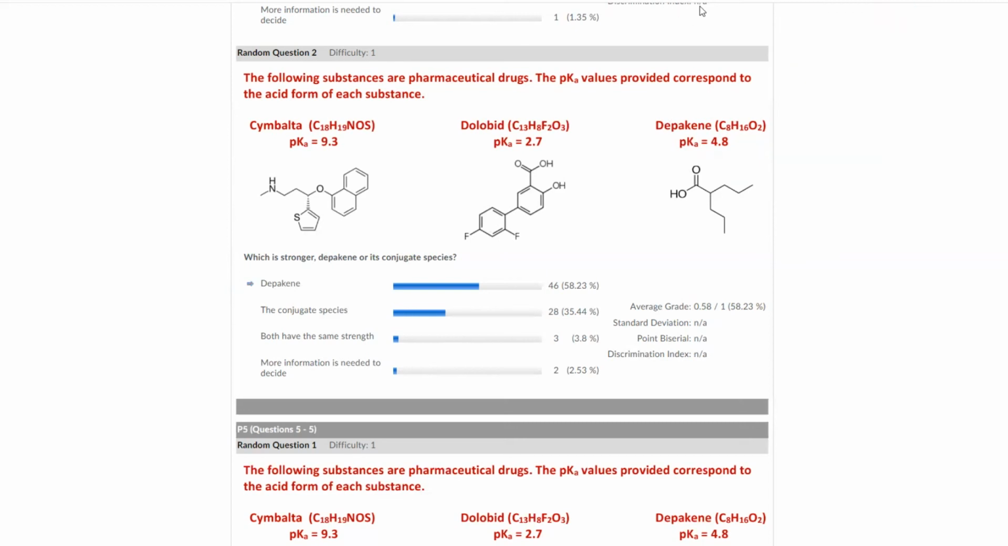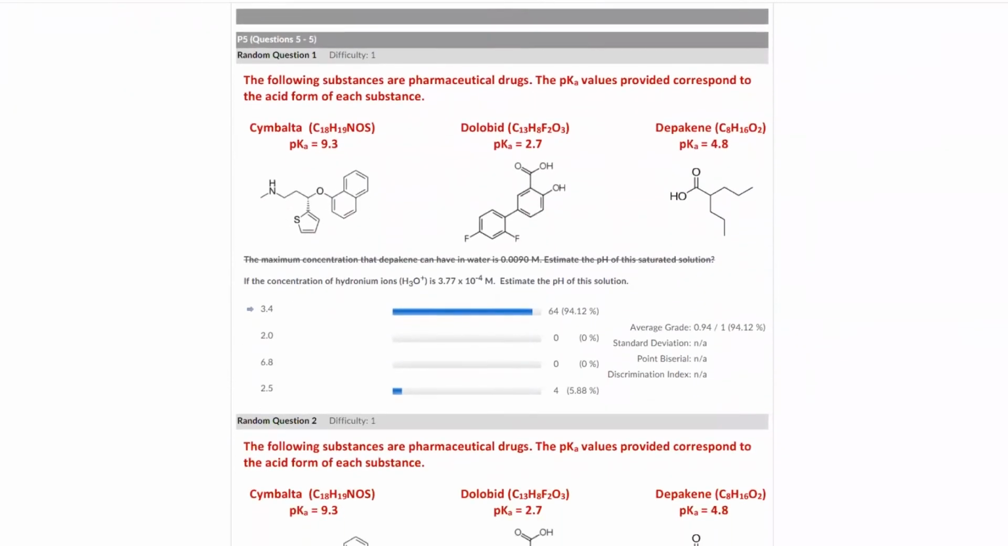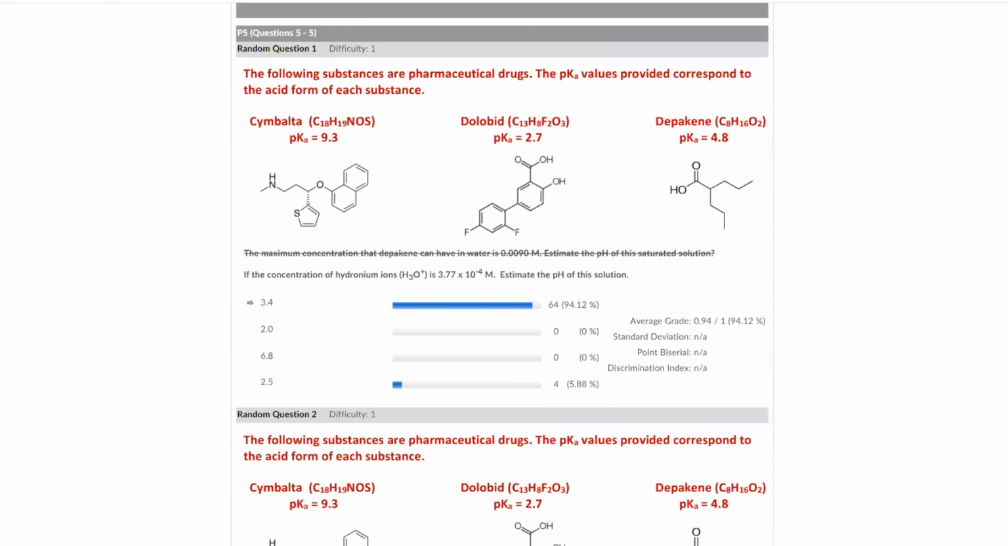Okay, that's about that. Moving on to question 5. If the concentration of hydronium ion is this, estimate the pH. This again is a really straightforward plug and chug calculation. So again, pH is equal to minus log of the H3O plus concentration.